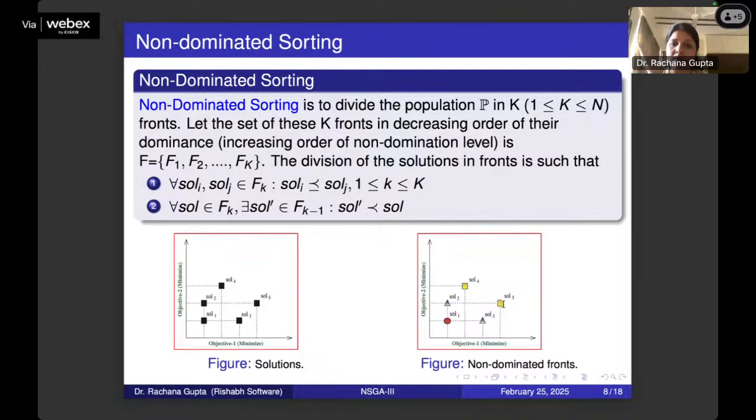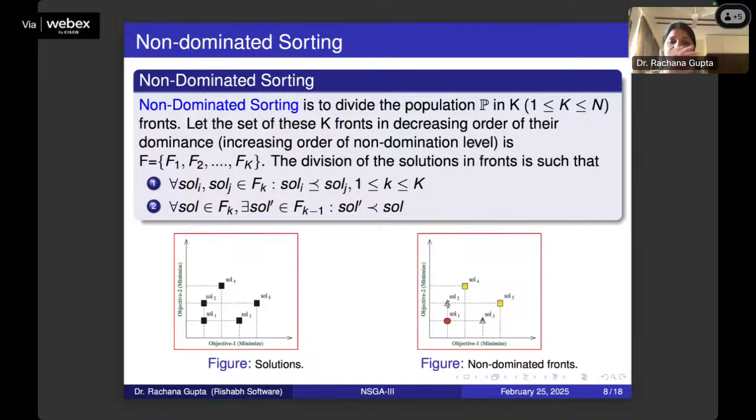But before that, try to understand that front 1 is more dominating than front 2, and front 2 is more dominating than front 3. So a solution that belongs to front 1 dominates the solutions that belong to front 2. But because solutions 2 and 3 are in the same front, we can say that they are non-dominated to each other. Okay, so what is the meaning of non-dominating?